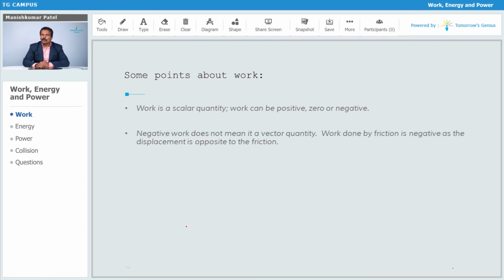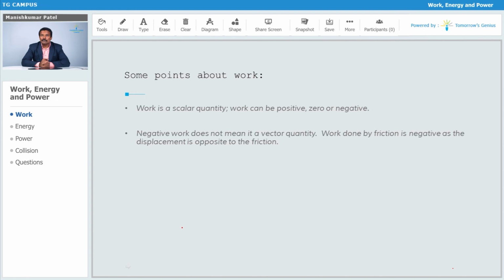Now there are a few points regarding work. Work is a scalar quantity, so it has only magnitude and doesn't have any direction. We are used to saying that today I have done so much work, but definitely it doesn't have any direction. It has just the magnitude. For example, today I have done a lot of workout, let's say 100 push-ups and all those things. So this is all about work done, which is a scalar quantity.